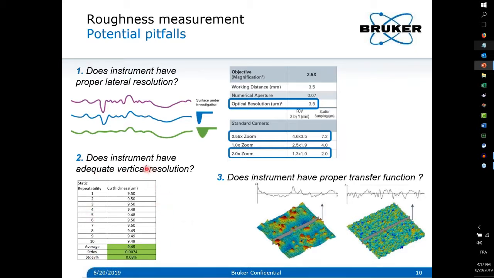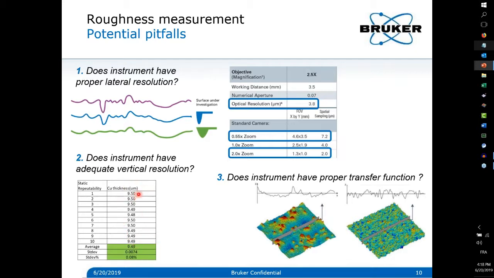The second point is we have to assess the vertical resolution, simply because roughness relies on measuring the vertical fluctuation across a given plane or given line. In that case, we have to define the capabilities of the system on the metrology level by measuring, let's say, a known step height and performing a repeatability test.